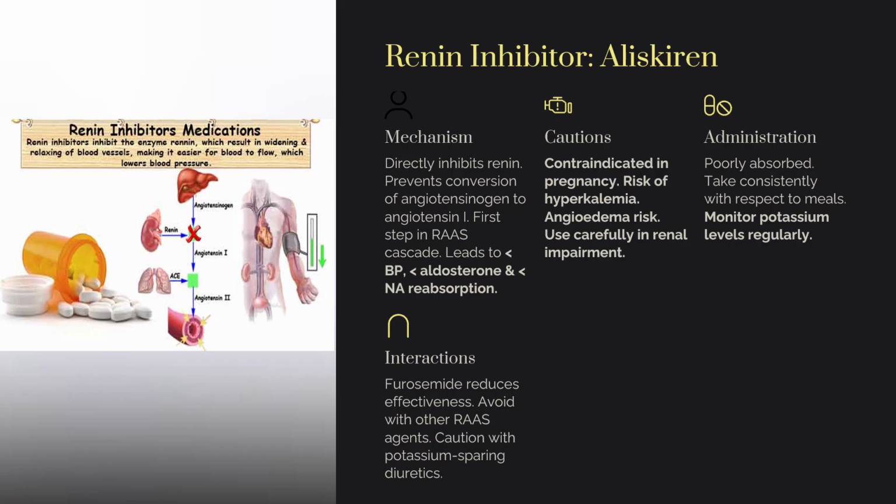This works by directly inhibiting the renin, which stops that whole system. Okay. This is going to lead to decreased blood pressure, decreased aldosterone, and decreased sodium and fluid absorption or maintenance. This is also contraindicated in pregnancy, so anything affecting that RAAS, we're not giving it to pregnant people, okay? They are also at risk for hyperkalemia, and also at risk for angioedema. We want to use this cautiously in people who have renal issues. We need to monitor their potassium.